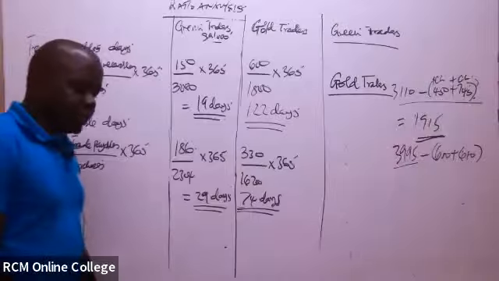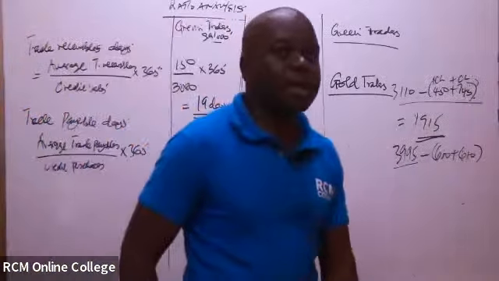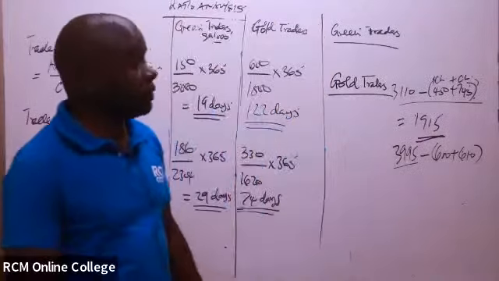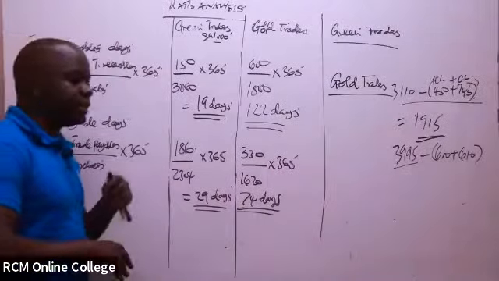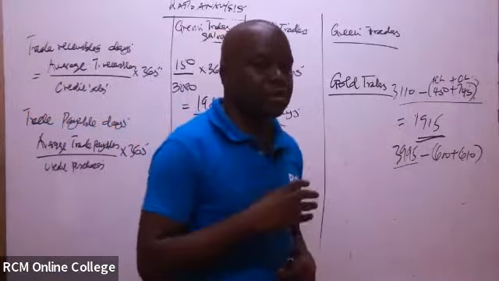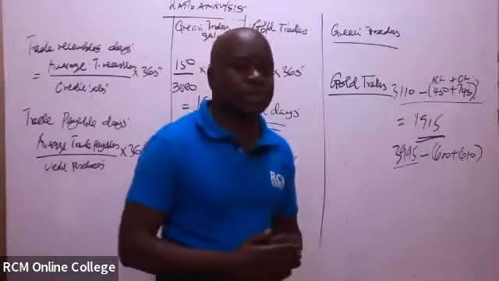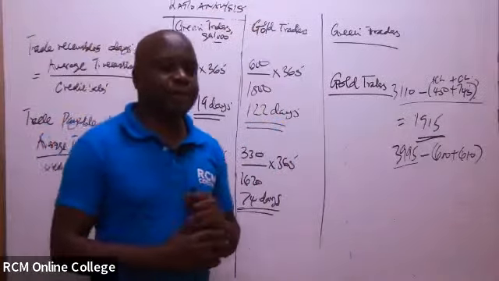You need to be very keen and know the formula. Knowing the formula is the most important thing, then also knowing how to comment. For you at this particular level, they'll be very interested in knowing how you can comment on the ratios, how you can use the ratios to do what?